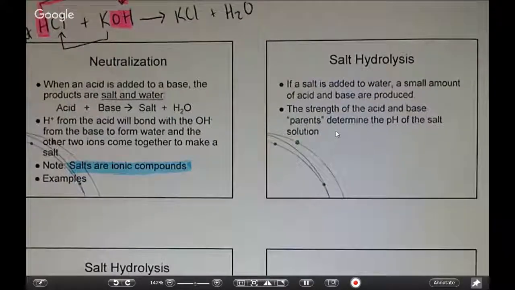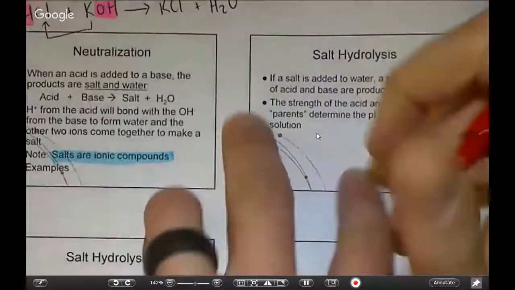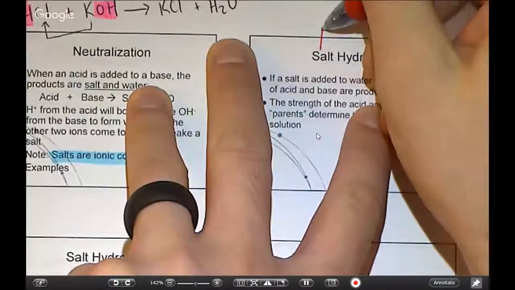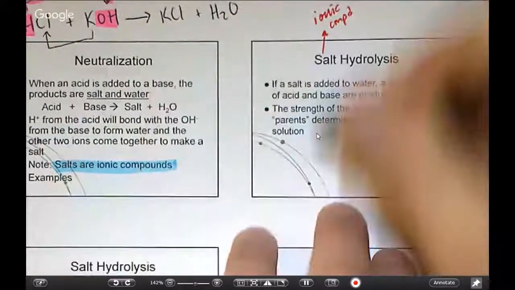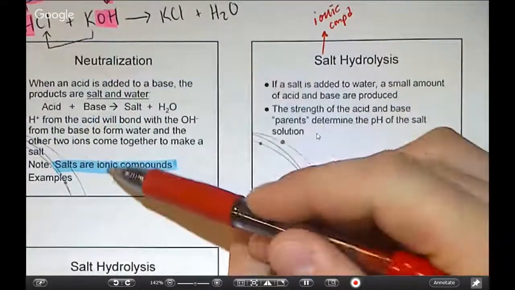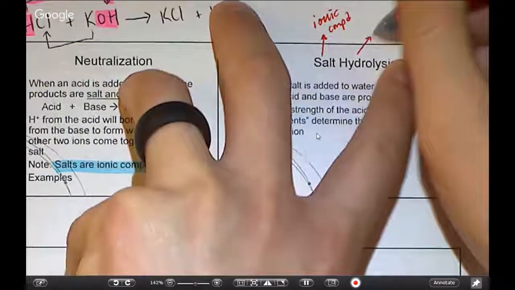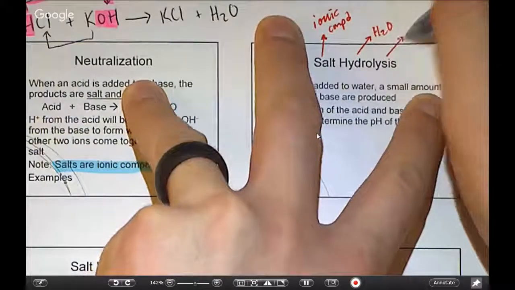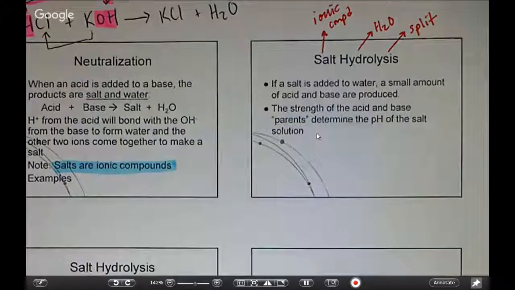So as we look at the first slide here, by definition, salt hydrolysis. Salt is referring to any ionic compound, which we mentioned yesterday with the neutralization. Right here, salts are ionic compounds. And then hydrolysis, hydro meaning water, lysis meaning split or splitting. So the idea is that we're taking the salt, we put it in water, and we're splitting it into its respective ions, and then we see how it interacts with water.